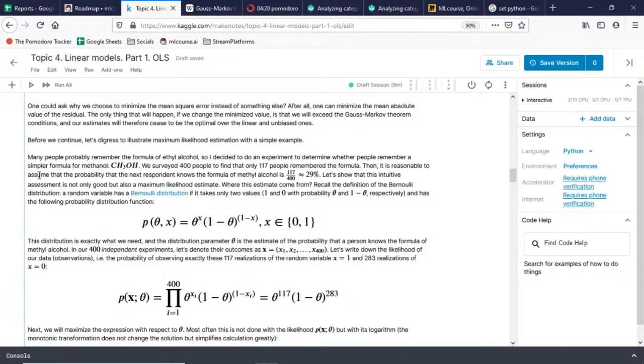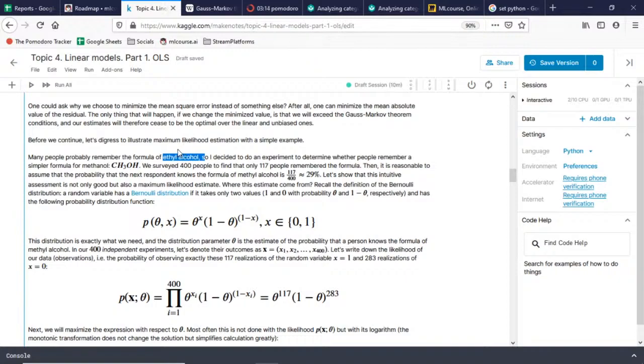For continuous variables, let's digress to illustrate the maximum likelihood estimator with a single example. Many people probably remember the formula of ethyl alcohol. So I decided to do an experiment to determine whether people remember a simpler formula, for methanol. We surveyed 400 people to find that only 100 remember the formula. Then it's reasonable to assume that the probability that the next respondent knows the formula of methyl alcohol is 1 in 4. Let's show that this intuitive assessment is not only good but also a maximum likelihood estimate.